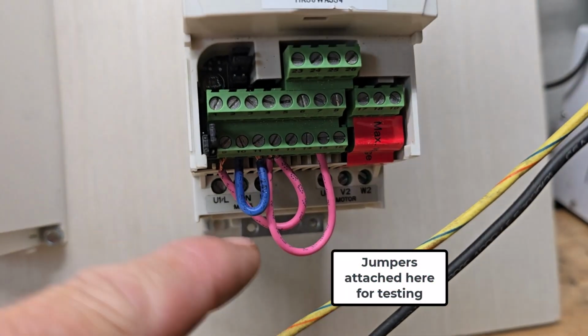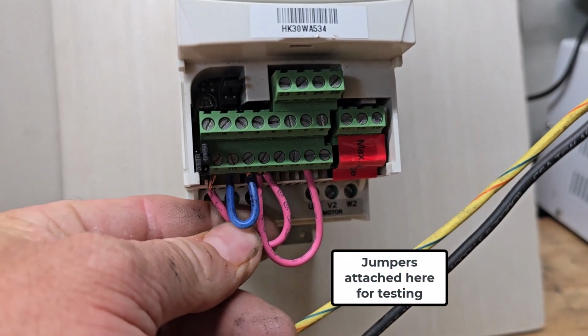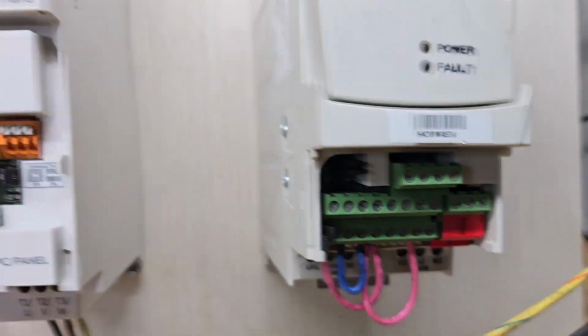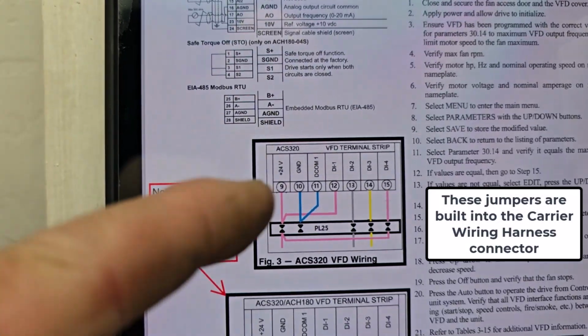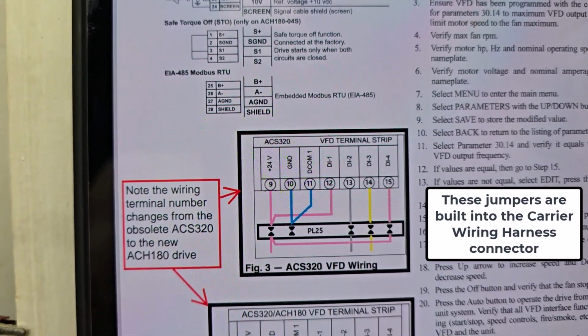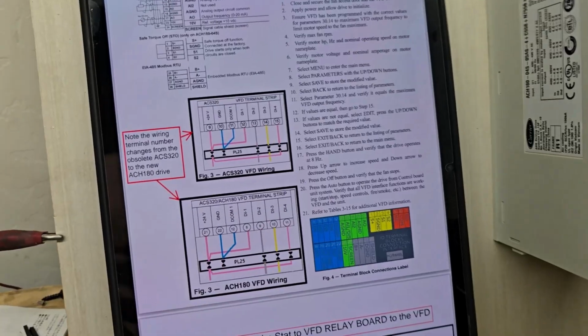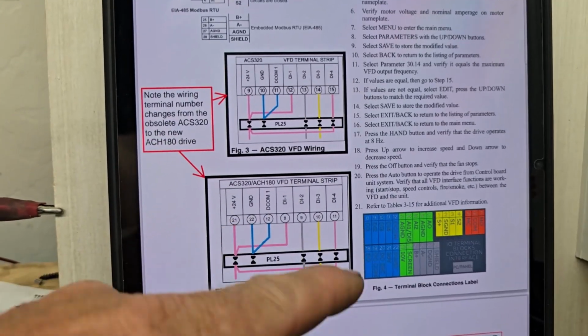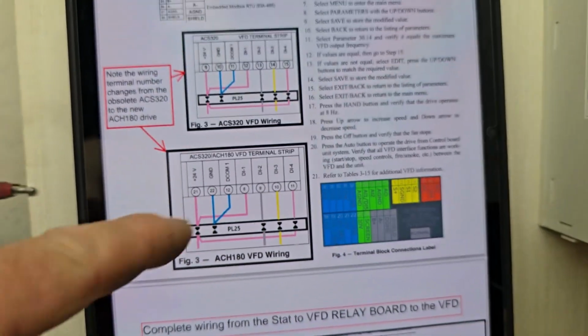So here was your wiring. These jumpers represent the jumpers that are required for it to run from the 24 volt DC power over to two of the inputs. If you look over here, those jumpers are actually removed from the drive and they're built into the plug called PL25, commonly used in Carrier units. So these are your differences. These are your terminal numbers. It wires the same, but the terminal numbers have changed, so note that.